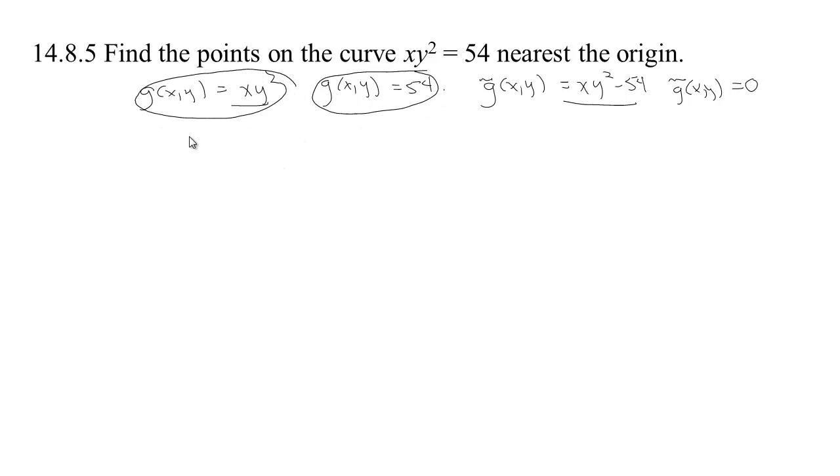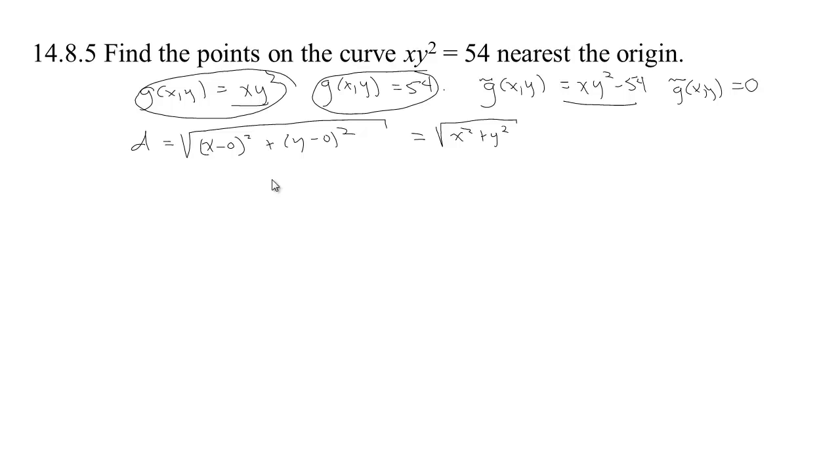So we've got g. Now we need to find the function that we want to optimize, and this takes a little bit of reading. It says find the points on this curve that are nearest the origin. Well, how do you measure distance from the origin? The distance between any 2 points would be the square root of x minus the starting point and y minus the starting point, squared. So really the distance is going to be the square root of x squared plus y squared.